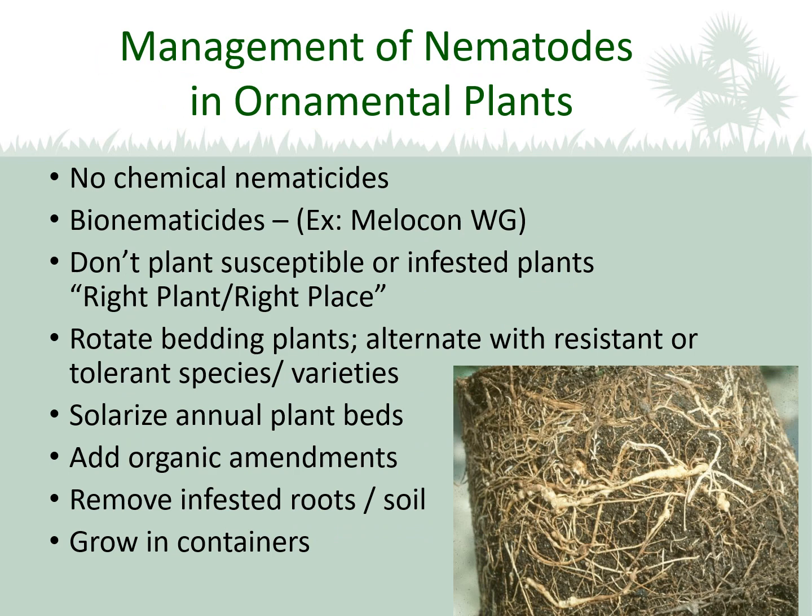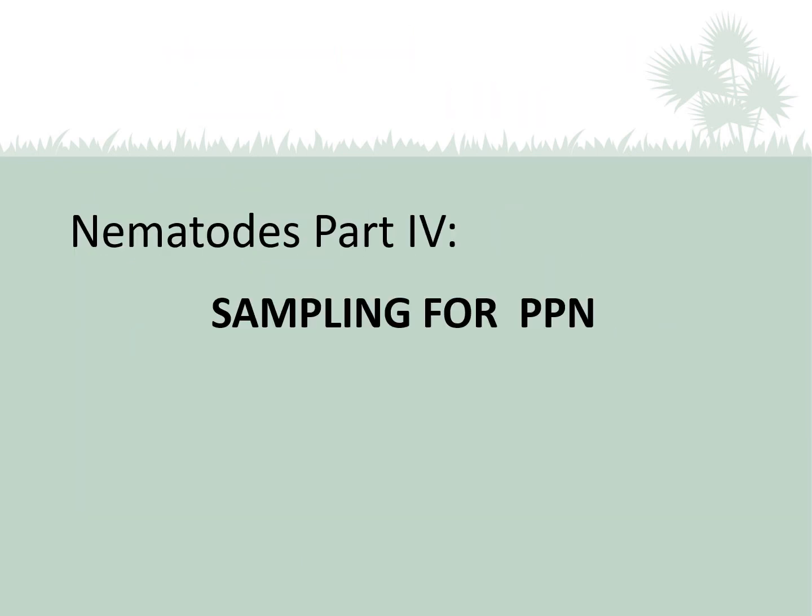So how do we manage nematodes in ornamental plants? There are no chemical nematicides. There is the bio-nematicide, Melicon. So don't plant susceptible or infested plants where you know you have nematodes. So it's right plants for the right place, Florida friendly. Rotate bedding plants, alternate them with resistant or tolerant species and varieties. Solarize your annual plant bed. Add organic amendments. Remove infested roots and soil, or grow in containers. I like to grow in containers because I don't like to weed. But you don't have a large area of pollinator-friendly plants then either, in color.